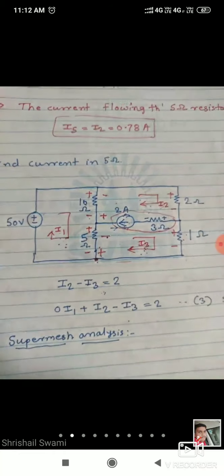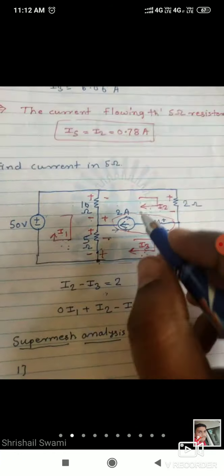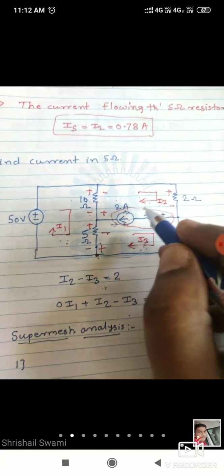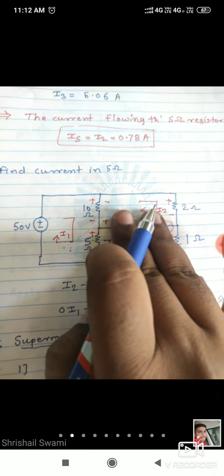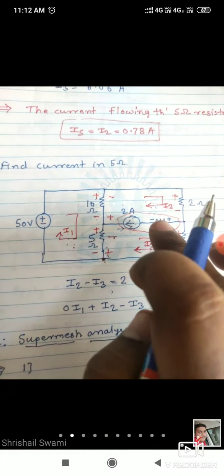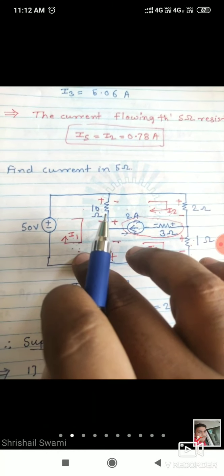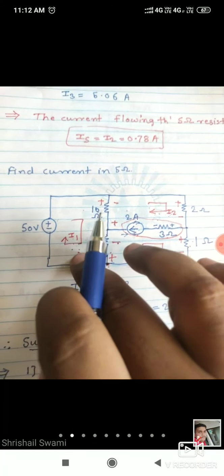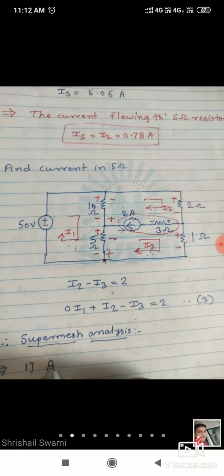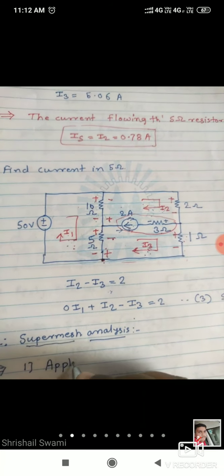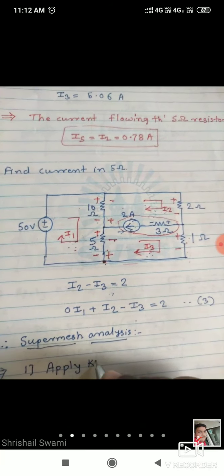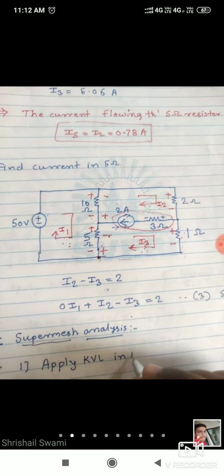So the first two steps are over. Apart from the super mesh, this is a part of the super mesh. Leave this part, leave this central part, leave this branch. Apart from this one, if any loop or mesh is not affected by the super mesh, that is here, the first loop. So there is no difficulty in applying KVL in mesh 1. I will write that, step number 3 in the super mesh analysis: apply KVL in mesh 1.